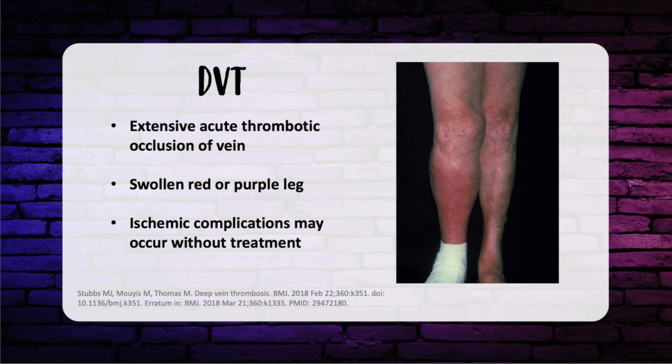Let's cover DVT because this is also covered under lower extremity. Extensive acute thrombotic occlusion of, say, the femoral vein to the IVC is going to be a major problem. And so clinically, you'll see a swollen red or purple leg. The first line treatment is catheter-directed thrombolysis. Next would be percutaneous thrombectomy, and then you would go on to open thrombectomy in that order.